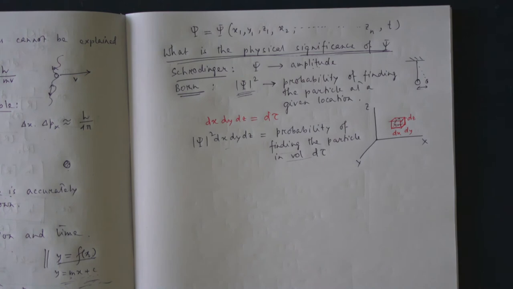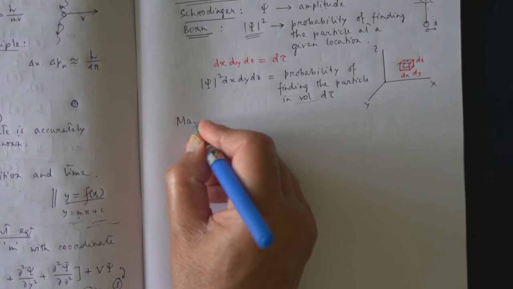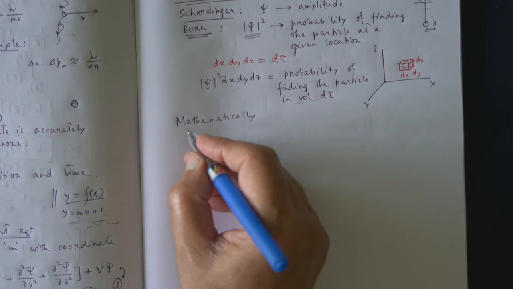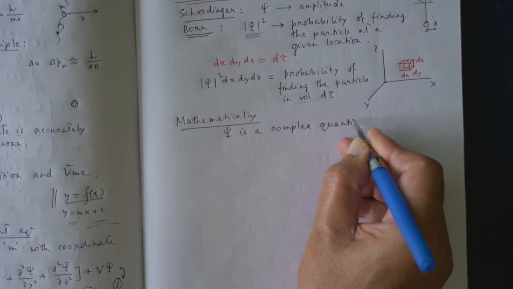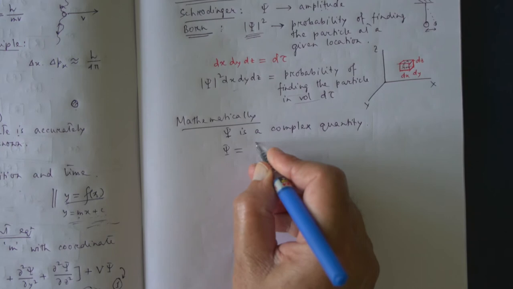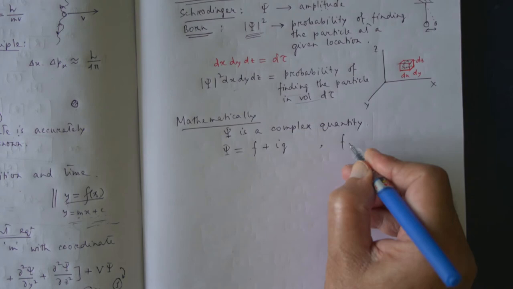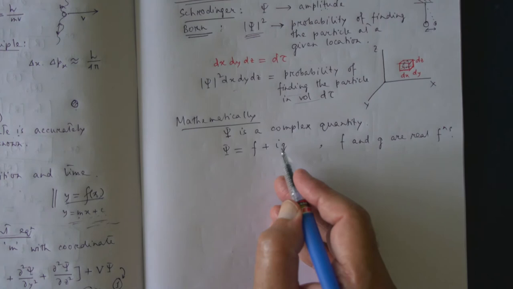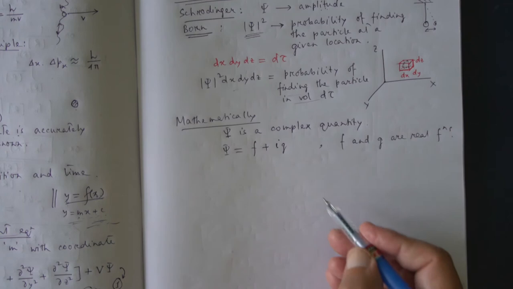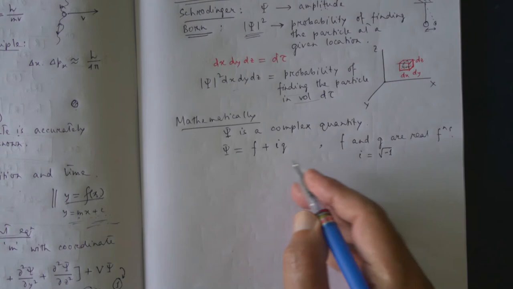Now, mathematically, psi is a complex quantity, and it may be written like this: psi equals f plus i z, where f and z are real functions. You know i is an imaginary quantity, root over minus 1. So mathematically psi is a complex quantity.